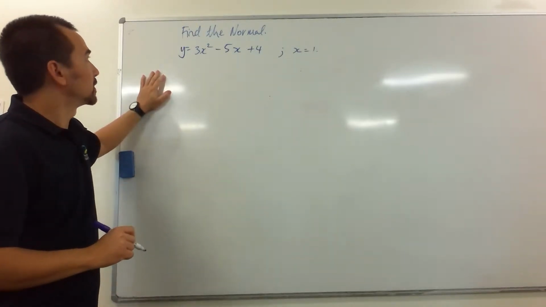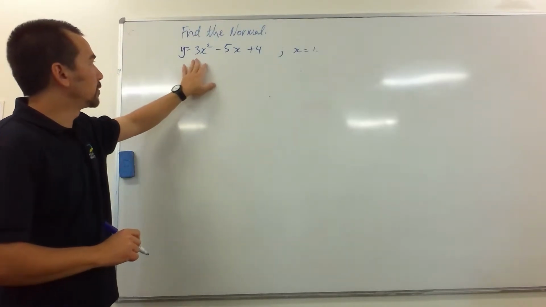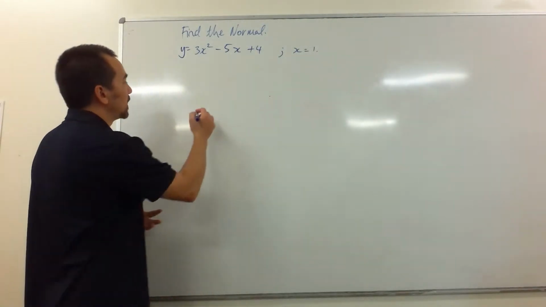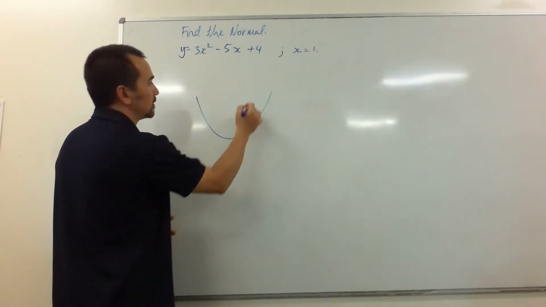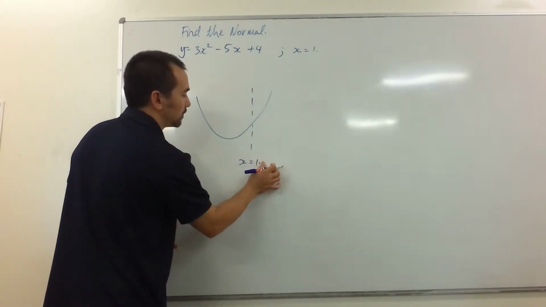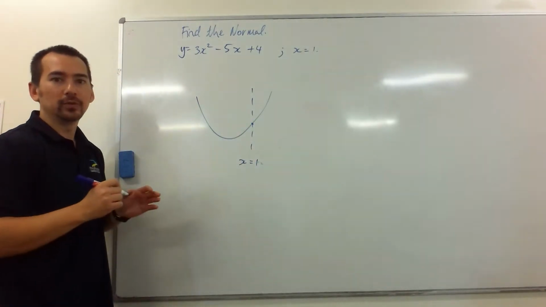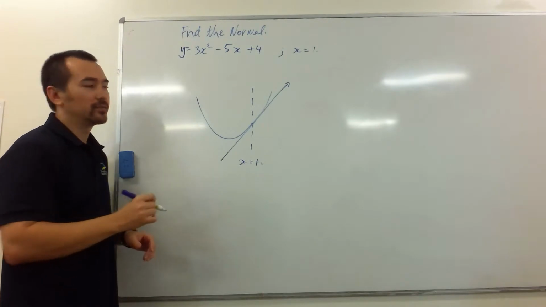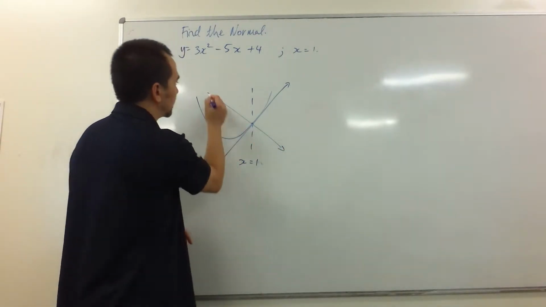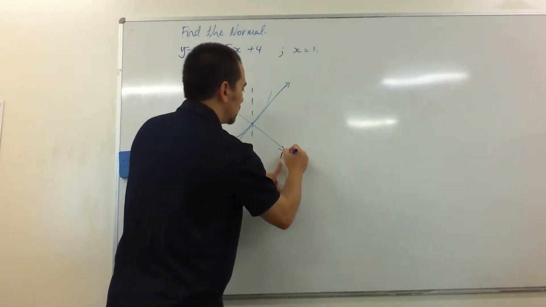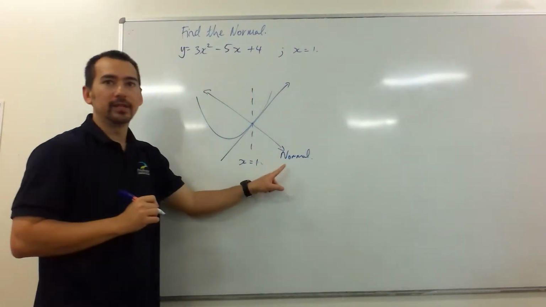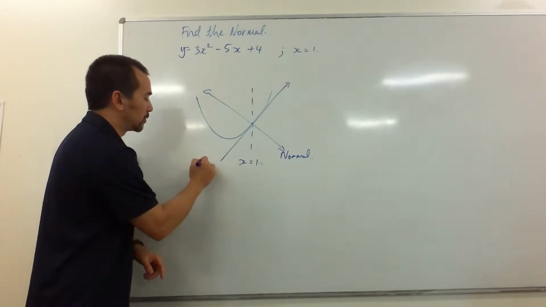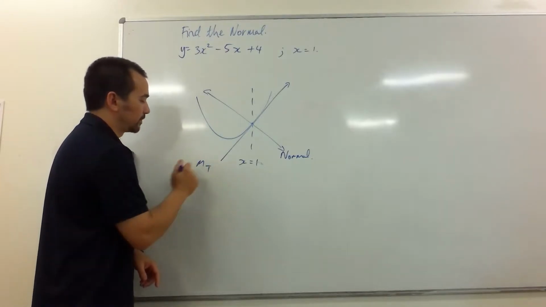Okay, let's have a crack at this one. So we're going to find the normal for the quadratic 3x squared minus 5x plus 4, where x is equal to 1. Okay, so what does that mean? It means that we have the quadratic, and somewhere along here, we have x equals 1. And if we drew the equation of the tangent, it would look like this. The equation of the normal is perpendicular to it, so it looks like that. And this is what we call the normal. We are looking for this equation. That's the objective. In order to do that, we actually need to come up with the gradient of the tangent first.